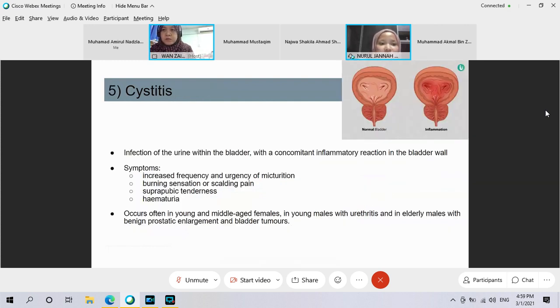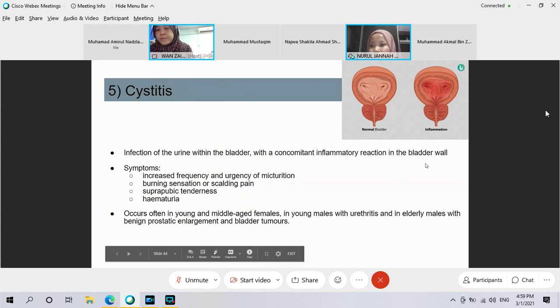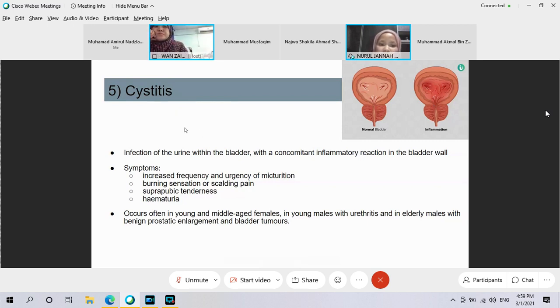And then the fifth one is cystitis. Cystitis is infection of the urine within the bladder, as you can see here, with a concomitant inflammatory reaction in the bladder wall. Symptoms of cystitis: the patient may have increased frequency and urgency of micturition, burning sensation or scalding pain, suprapubic tenderness, and hematuria. This condition may occur in young and middle-aged females, but also in young males with urethritis, elderly males with benign prostatic enlargement, and also bladder tumors.